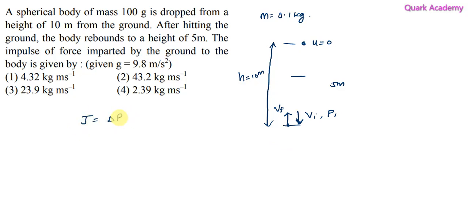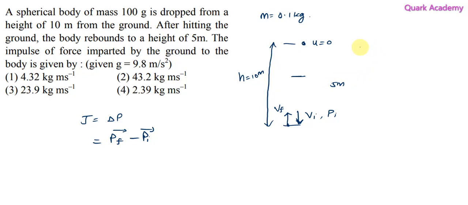Impulse can be written as change of momentum. It's not rate of change, but change in momentum is known as impulse. So change in momentum means final momentum minus initial momentum. Here we need to find the momentum. There are multiple ways to find the momentum. We can use the equation of motion, find the velocity and multiply it with mass so that we can find the momentum, or we can use conservation of energy also. So I'll try to use conservation of energy and solve this one.